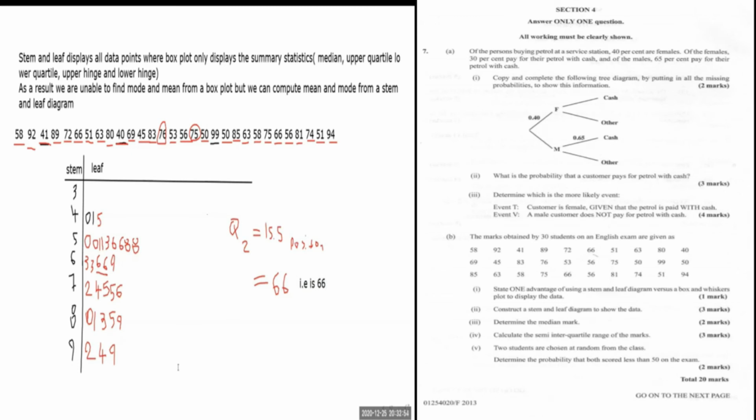Then it says now, calculate the semi-interquartile range. First and foremost, the semi-interquartile range is going to be equal to the interquartile range divided by 2. And to find the interquartile range, it's going to be Q3 minus Q1, over 2.